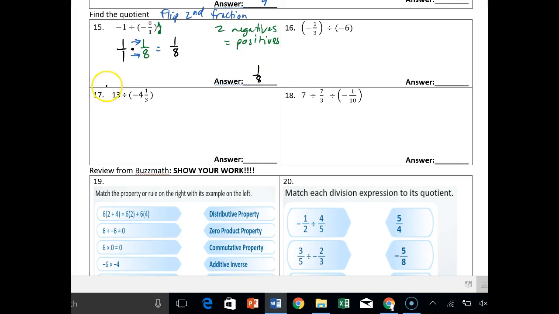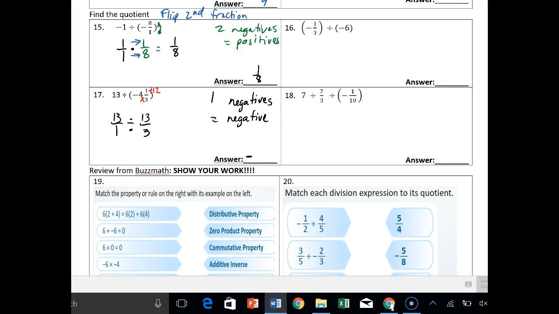In number 17, remember if I have a mixed number, I have to change it to an improper fraction first. So that's 4 times 3 is 12. Add it to 1, you get 13 over 1, still divided by 13 over 3. And now I have 1 negative. Because I have 1 negative, my answer will be negative. All right. So I'll put a negative sign right there.